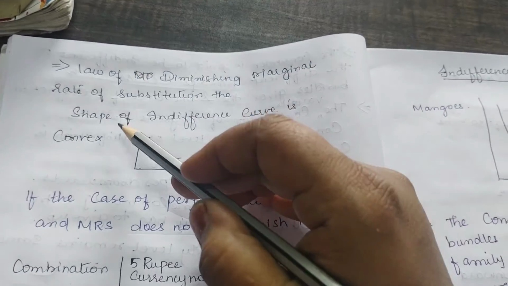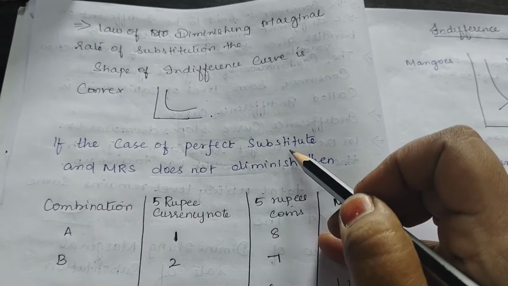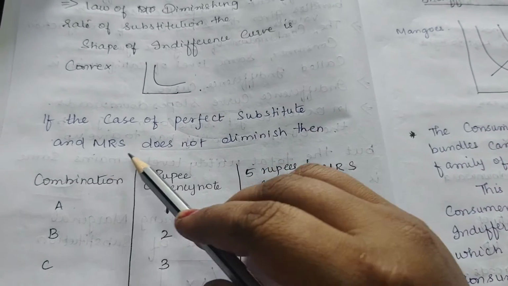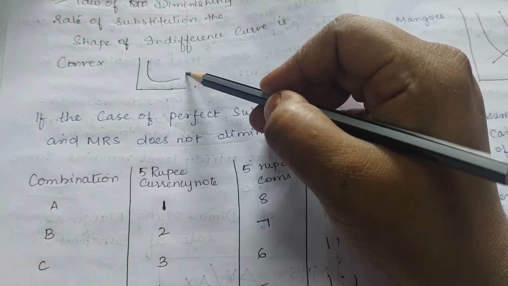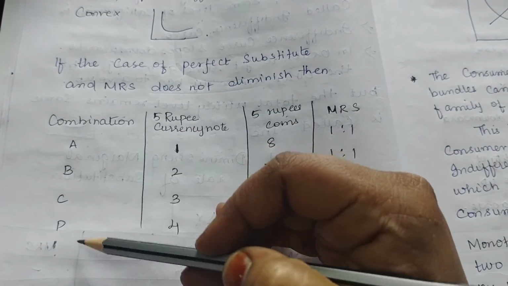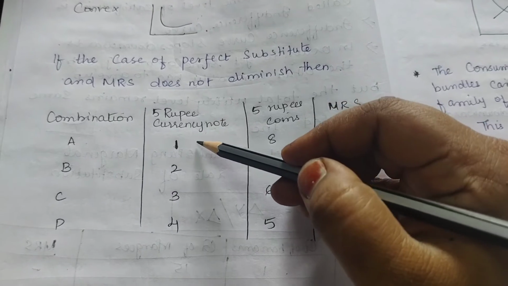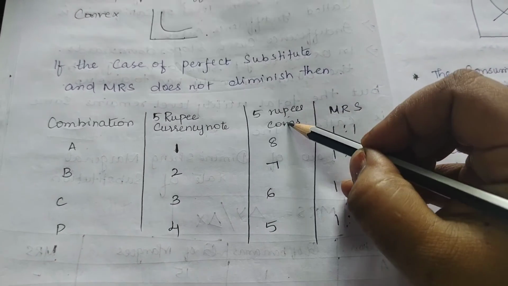Now we'll understand the shape of the indifference curve, why it is convex. In case there are perfect substitutes, then MRS does not diminish and it will not have the convex shape. We will have a straight line. For example, combinations A, B, C, D. There is a 5 rupee coin and a 5 rupee note. This is the currency note, and this is coins.